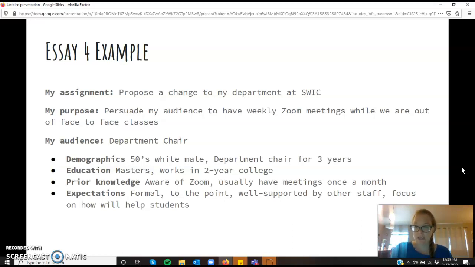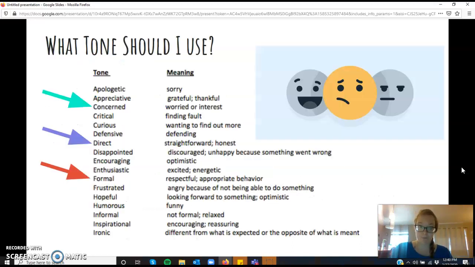He's aware of Zoom. He knows how our department works. He knows me very well. We know each other quite well, so that might affect my tone. I don't want to be too formal. However, his expectations for me might be that I need to be to the point, that I should support my proposal with opinions from other staff, and that I always want to have a focus on students. So that's probably what he's going to expect from me.